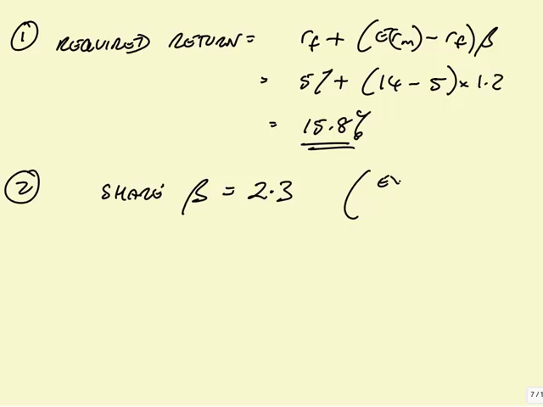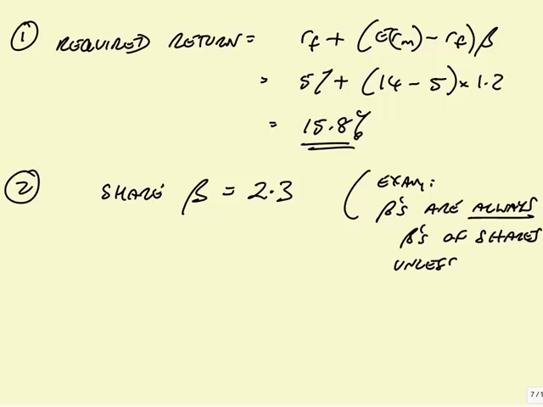However, do be careful, and I would make yourself a note if you're going to keep this sheet. In the exam, any betas you're given are always betas of shares, unless, obviously, you're told different. And so although in this one I actually put a share beta is 2.3, if you put it in the exam, if all he said was the beta of a similar company is 2.3, it's automatically a share beta. All right?